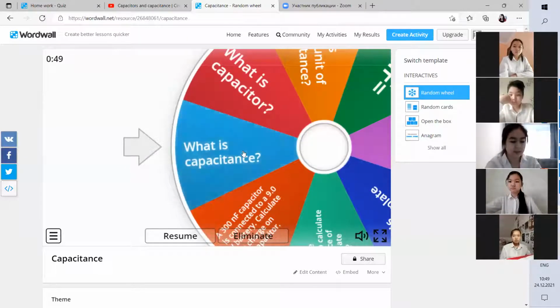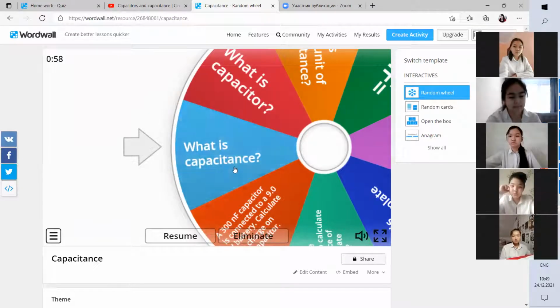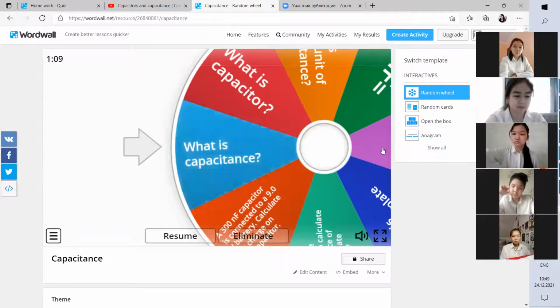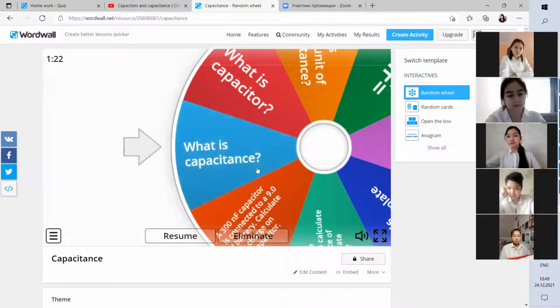A parallel plate capacitor consists of two parallel plates each of area A. Capacitance C. What is C? Dilara, it is a definition of a parallel plate capacitor. Alima? Capacitance is the ability to store a quantity of electricity in an electric field. Yes, it is right. Super. Next.